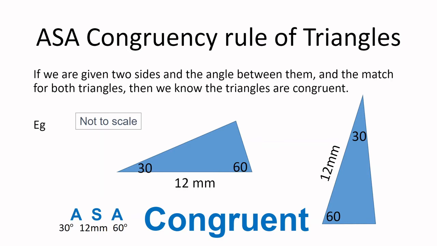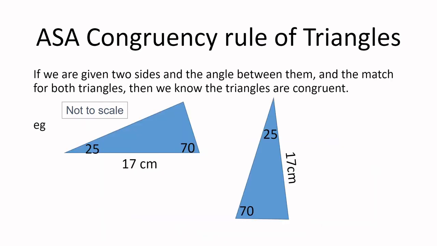I hope we're getting the hang of this now, but don't get cocky. Let's try another one. Be careful. Again, not to scale. Two triangles given, the same measurements given on both triangles. I've got two angles here, and I've got the side length in between. I've got a 25-degree angle, a 17 centimeter side length, and a 70-degree angle.